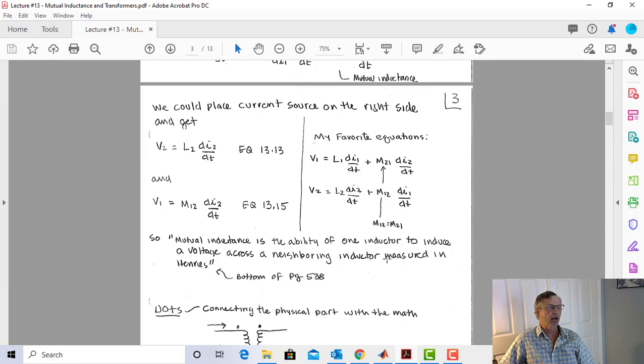So now let's define mutual inductance. Like in so many other cases, our book, Alexander and Sadiku's electric circuits book, has beautiful definitions of things, and this one is right on the nose. Mutual inductance is the ability of one inductor to induce a voltage across a neighboring inductor, and it is measured in henries. So that's a very nice and concise way of describing what happens in mutually coupled circuits.